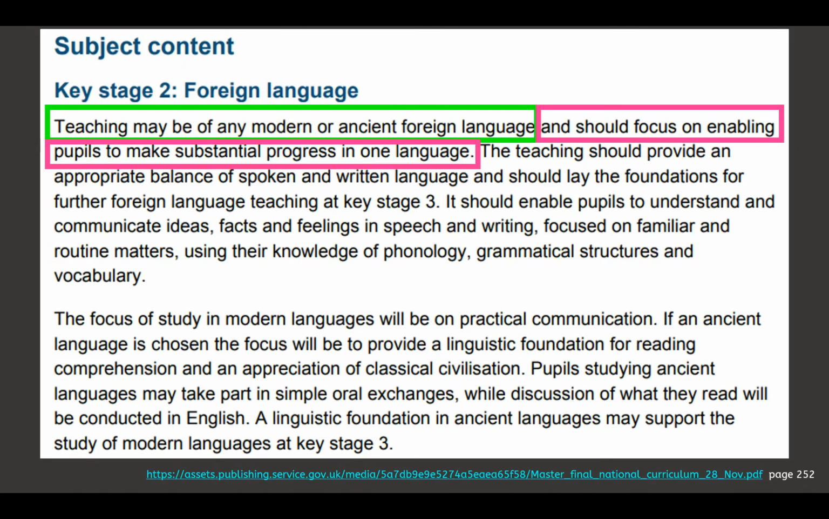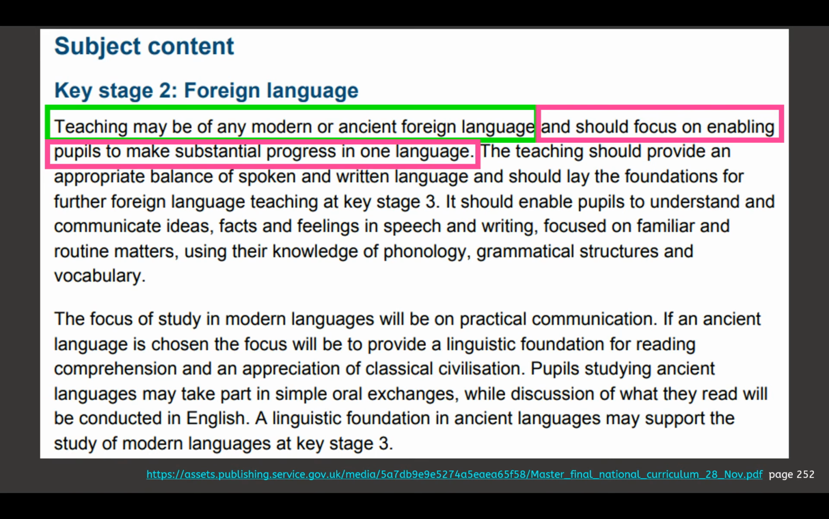After the part about any modern or ancient foreign language, the programme of study says that the teaching that children receive should focus on enabling them to make substantial progress in one language. What substantial progress actually is not made absolutely clear by the programme of study.